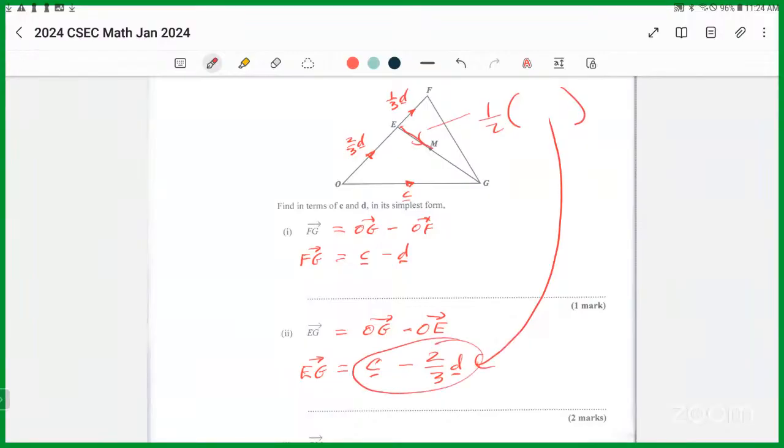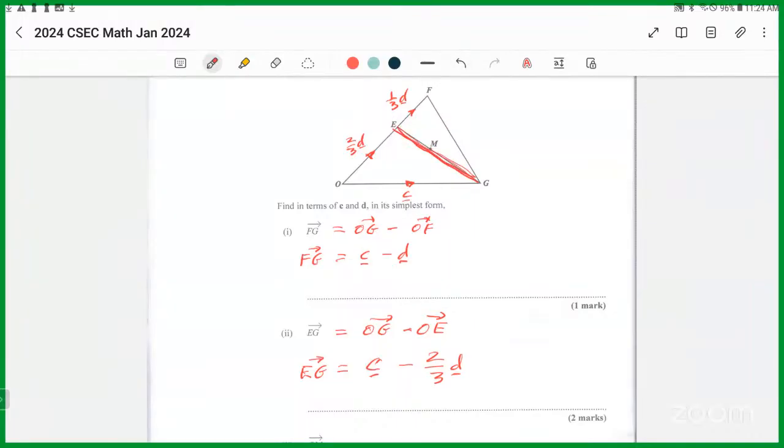We can now go along EG if we want to, using this EG vector that we just found. So it's like we now have this additional pathway that we can use. We can go along that way. We can go the full way if we want using this. Or we can go a part of the way, like for example here. Or we can even go from M to G, because M to G is still half of this.